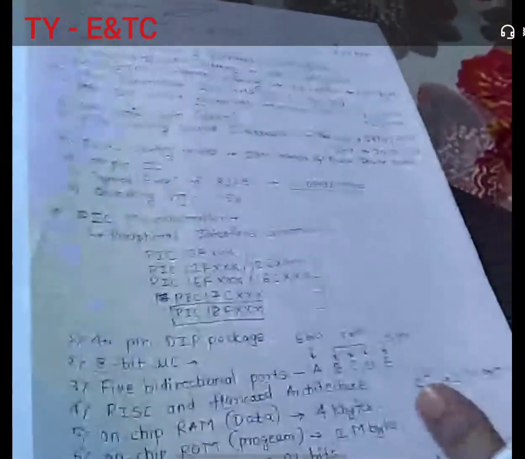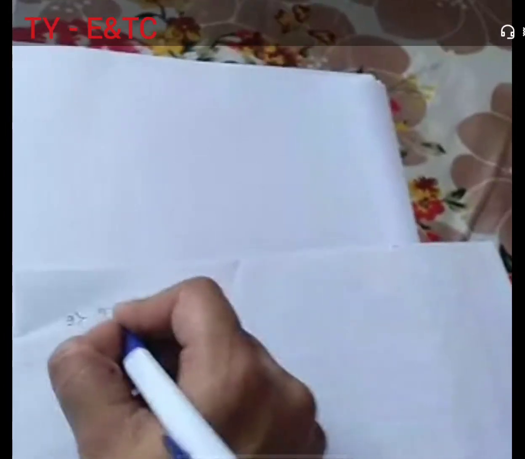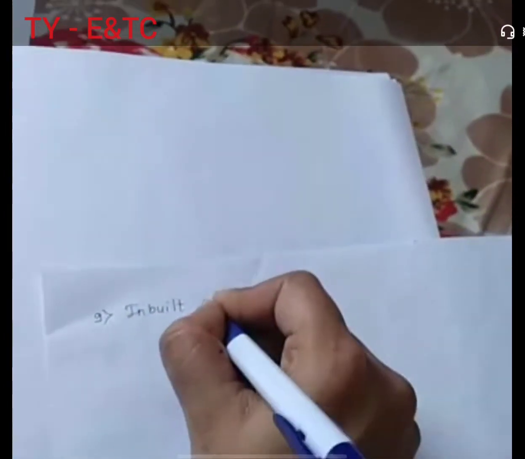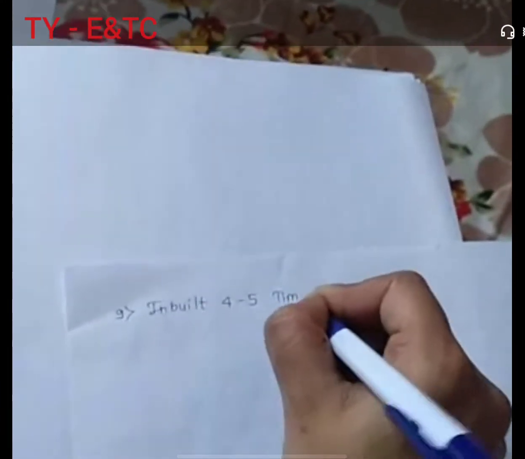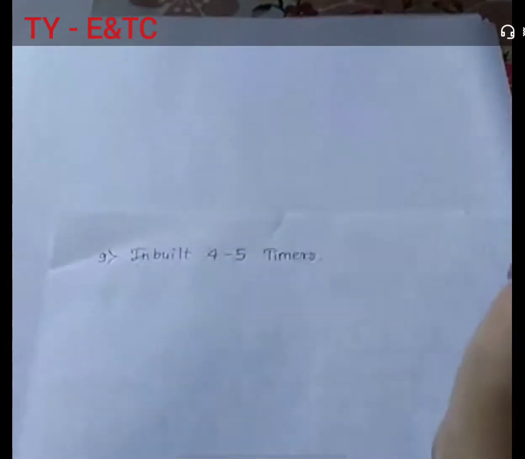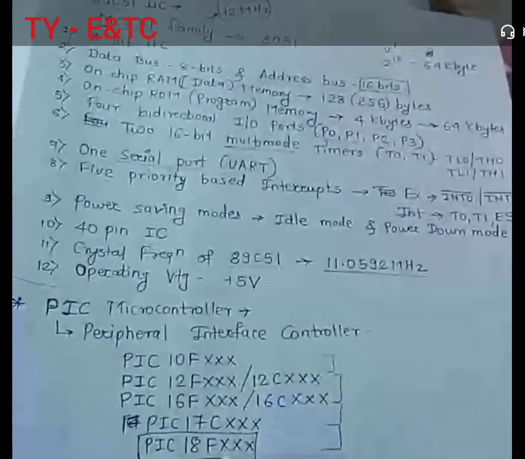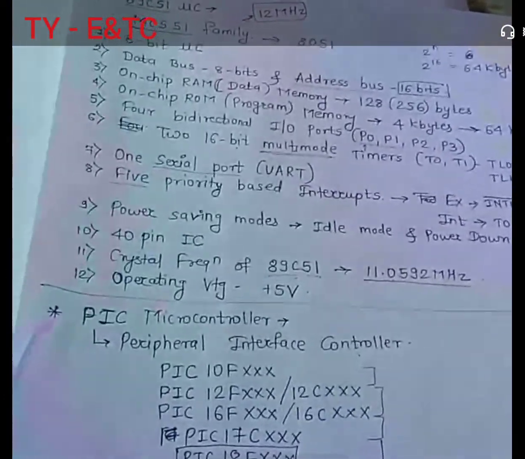Okay, now the next feature we will discuss about the same PIC microcontroller. It is having inbuilt 4 to 5 timers. How many timers? 4 to 5. In 89C51 we had only two timers, 16 bit, T0 and T1, but in PIC microcontroller we have a total of 4 to 5. Here the range 4 to 5 is given because we have different versions and different categories of PIC. So some of them are having 4 timers, some are having 5 timers. So I am saying that it is having 4 to 5 inbuilt timers.